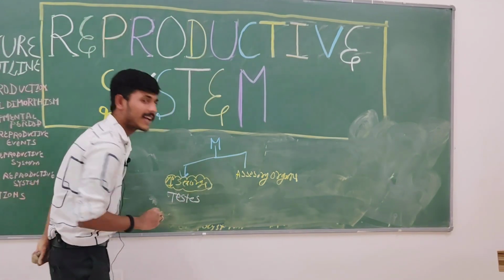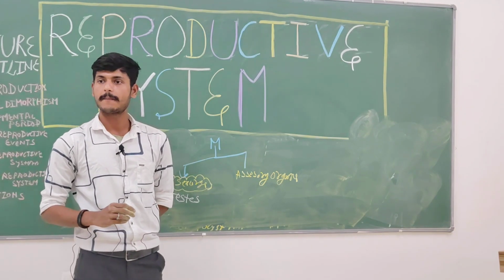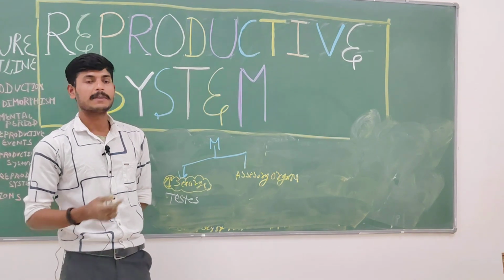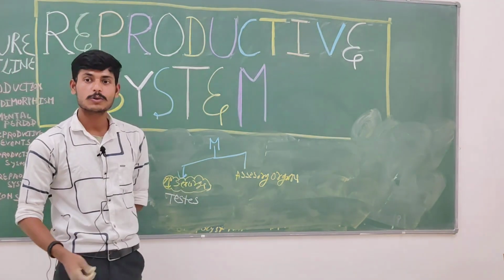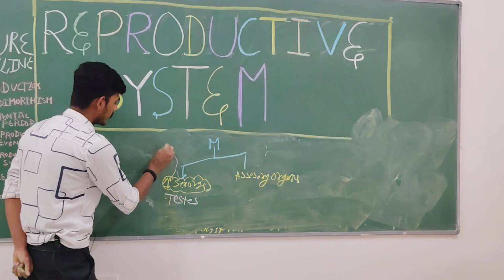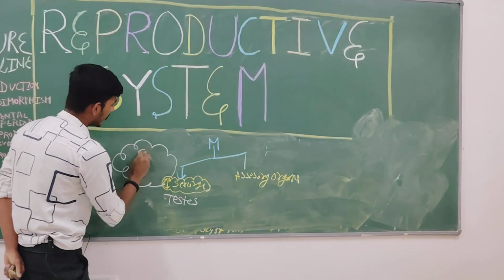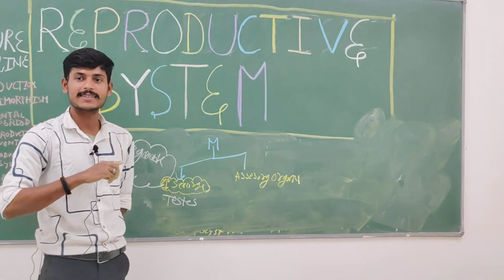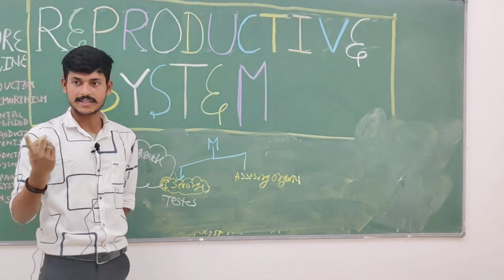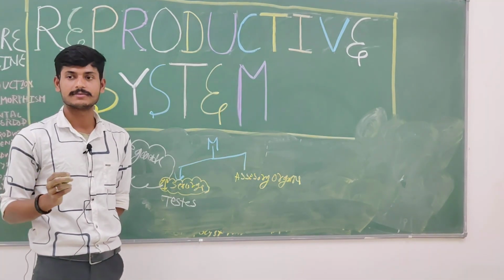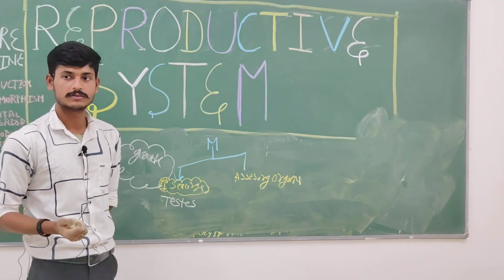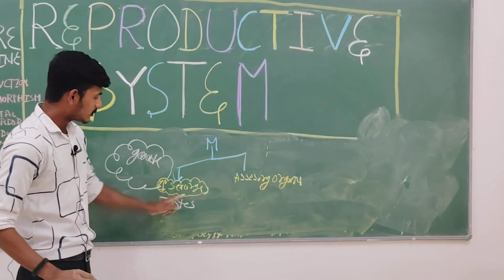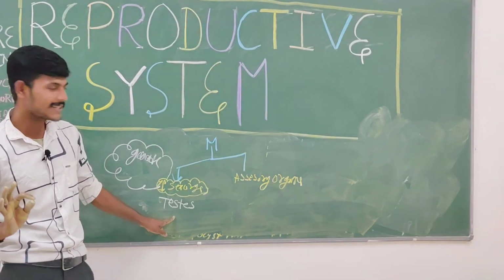Have you heard about the gonads? Anyone heard gonads? The primary sex organs are also called gonads. Write down, they are also called gonads. In the case of male, the gonad is testis, very good. In the case of female, the gonad is ovary, very good. So the primary sex organ is testis.